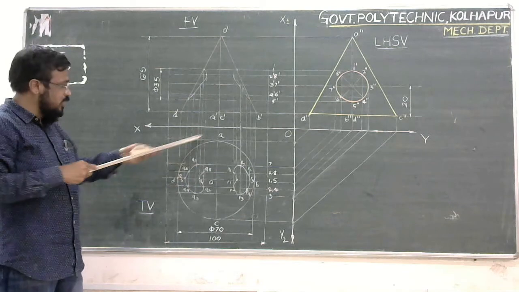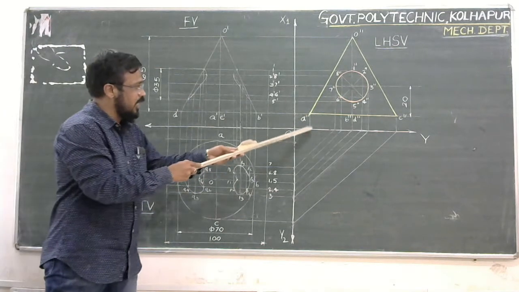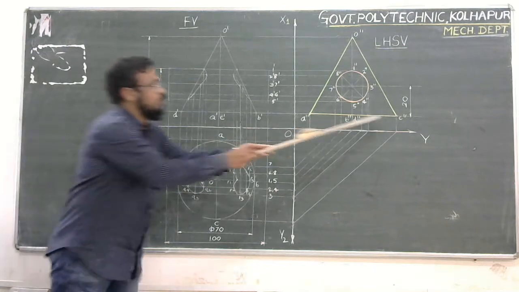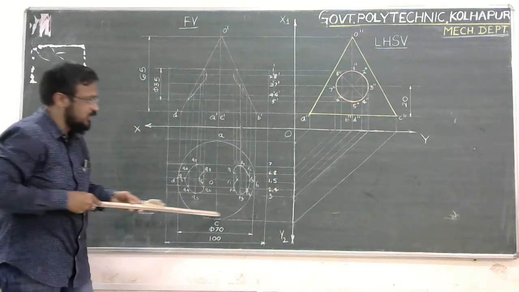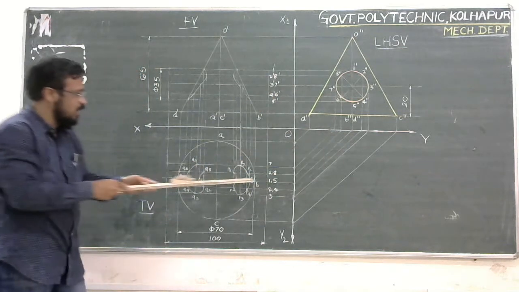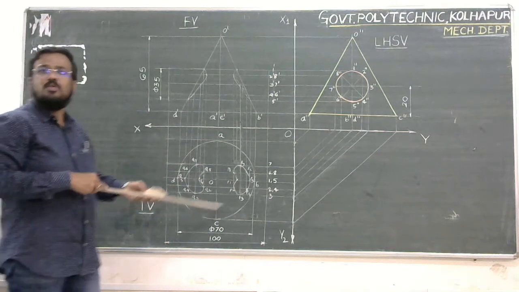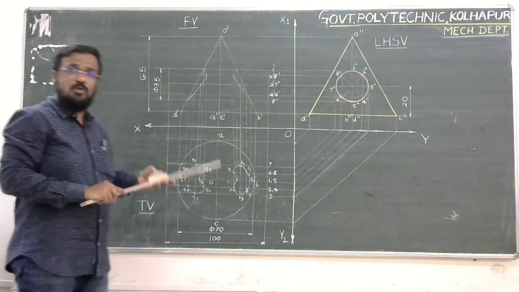So to draw this circular view of the cone in the top view, I have projected this A double dash. I have projected backwards this C double dash. And I have projected this O. O is the apex of the cone. So I have projected it. With O as the apex and radius equal to OA, I have described it in the form of a circle. So this is nothing but the top view of the cone.